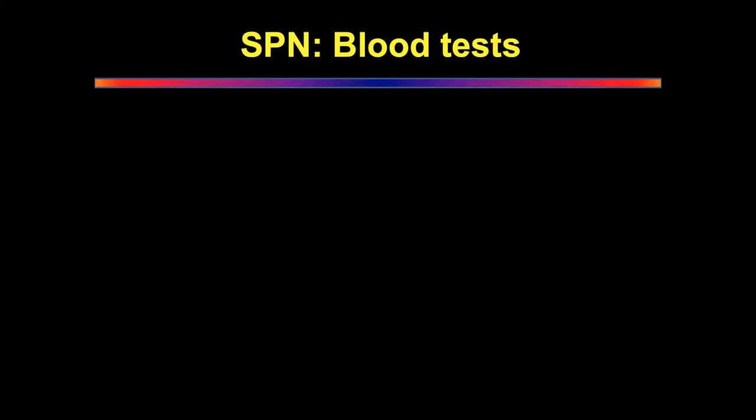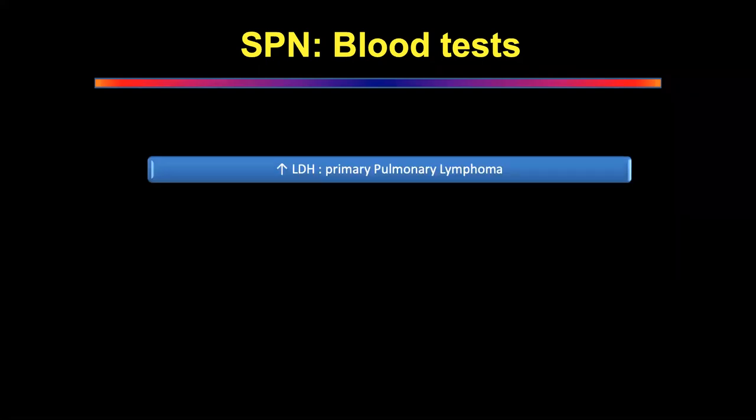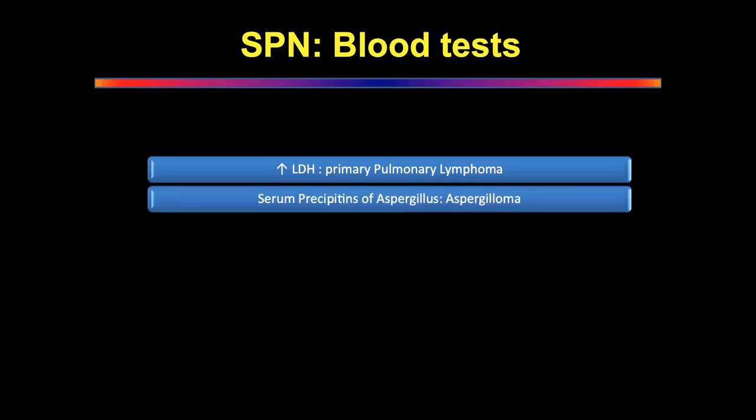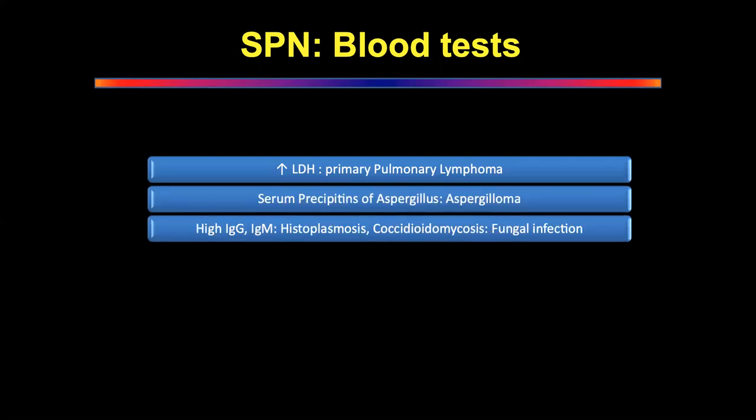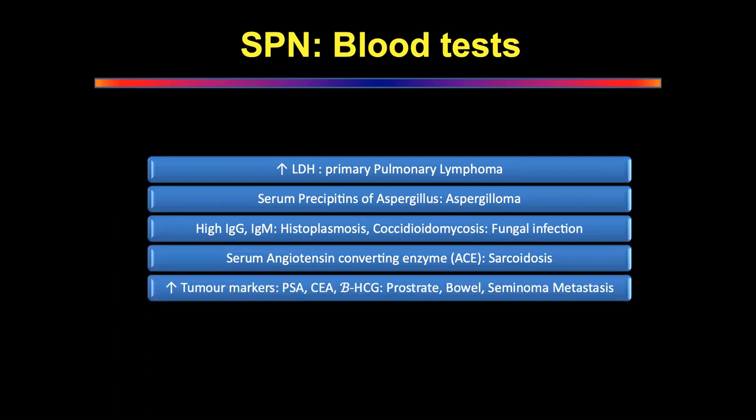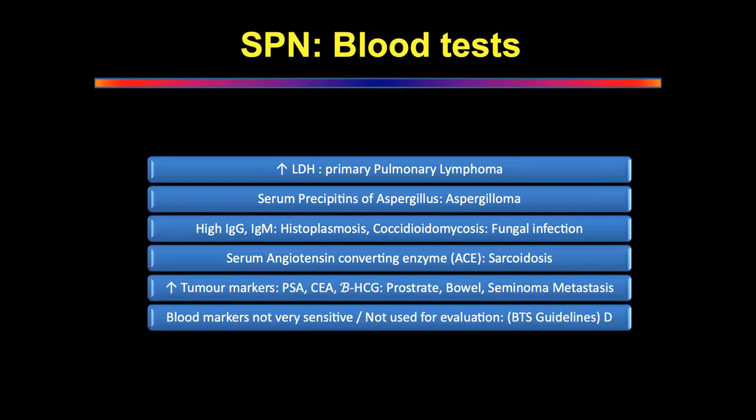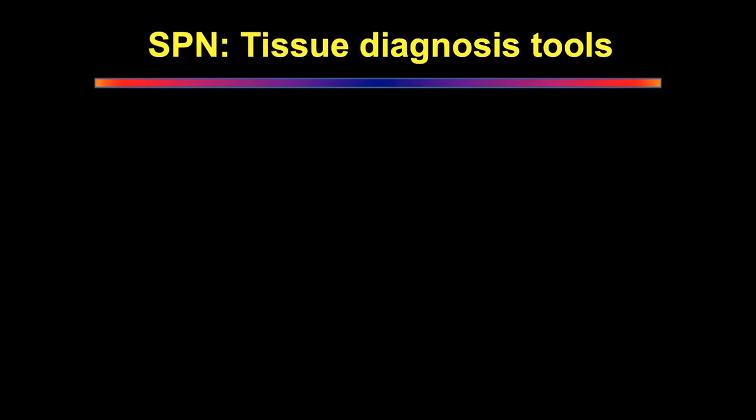What else? ALP. And the marker for other malignancies, like LDH in lymphoma, beta HCG and alpha fetoprotein in seminoma, serum precipitin for aspergilloma, IgG, IgM for histoplasmosis, coccidioidomycosis. That's fine, Nikhil. That's fine. Okay, good. Thank you.